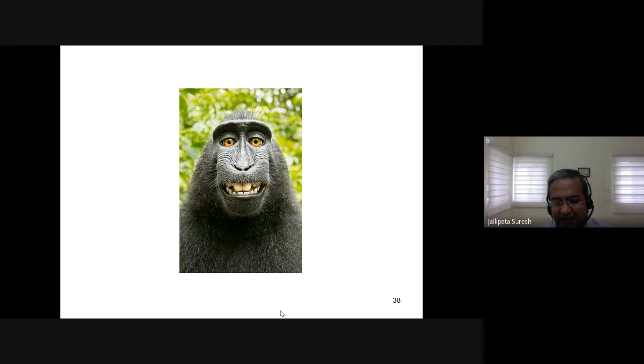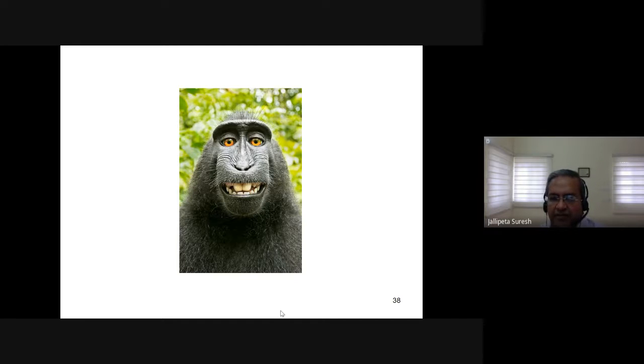In this case, in the year 2011, David Slater was a wildlife photographer visiting wildlife in Indonesia. He wanted to take pictures of monkeys, but they were very shy and were not allowing him to capture them. So he created a tripod and placed a camera on top of it, and then watched what the monkeys would do. The monkeys were very excited seeing this camera on the tripod and were fiddling with it. One such monkey, a black macaque, was fiddling with the camera, and it clicked the camera.